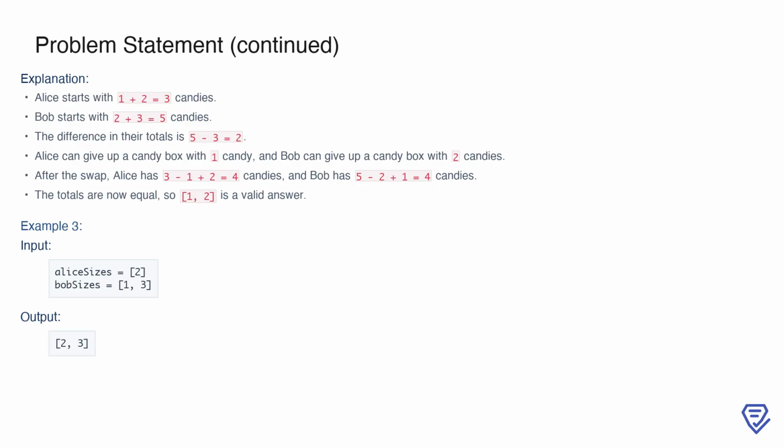In another example, where aliceSizes is [2] and bobSizes is [1, 3], Alice starts with 2 candies, and Bob starts with 1 plus 3 equals 4 candies. The difference here is again 4 minus 2 equals 2, and swapping a box with 2 candies from Alice and a box with 3 candies from Bob results in equal totals of 3 candies each. That makes [2, 3] a valid solution for this case.